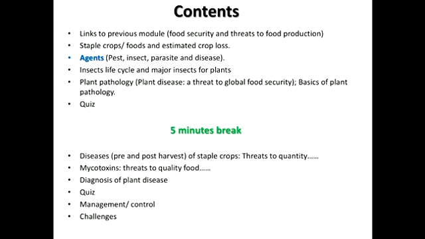So the contents, I was dividing it into two parts. In the first part, we definitely will be discussing some introduction, and we will also be discussing the staple foods, that is our area of interest, and the agents that are causing that food loss and food security issues. We will be discussing this in detail. And we will also be discussing a few things about insects, although it's not my area of interest, but for this lecture's purpose, I'll be giving very little information about insects.